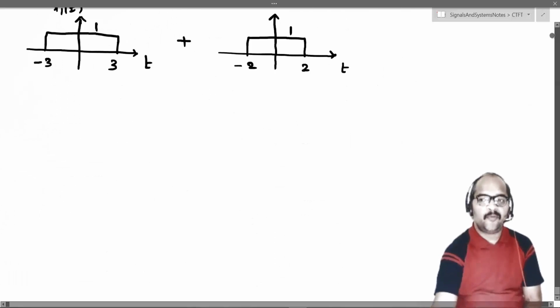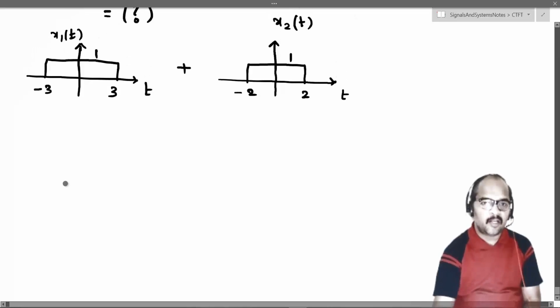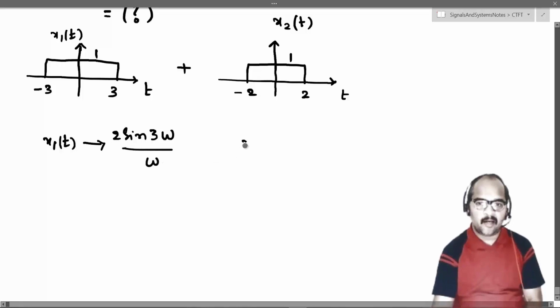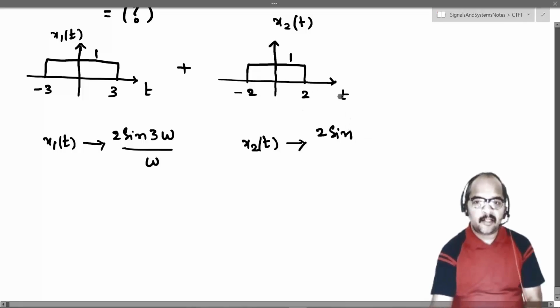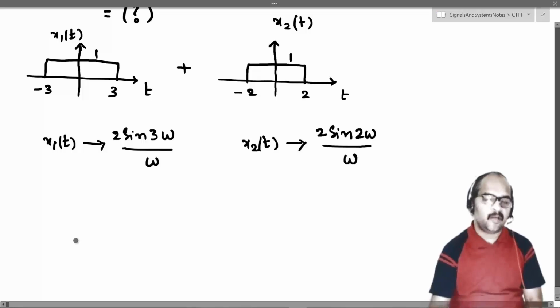But before we write it down, we already know the Fourier transform of these signals. Okay, so what is that? X1 of t will have what as Fourier transform? 2 sine omega T, where capital T is 3, so you get 2 sine 3 omega by omega. Similarly, what about x2 of t? What is this one's Fourier transform? That one's Fourier transform is 2 sine omega T. T is again 2 for us, so we'll get 2 sine 2 omega by omega as the Fourier transform.